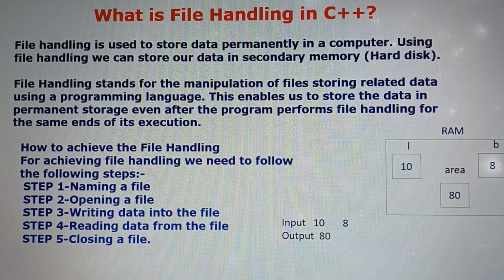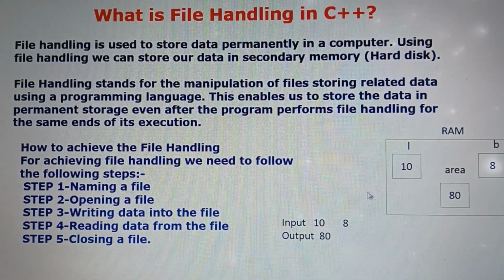How will memory be allocated for this? Here, this is the location for length. The user entered the value 10, stored here. This is the location for breadth. The user entered the value 8, stored here. Then the computer produced the result, 80, as the output. This data is stored in the RAM.